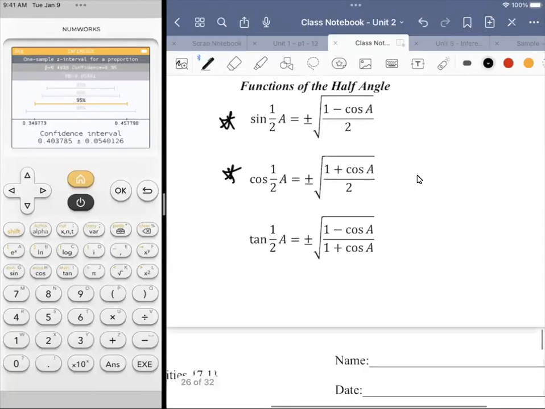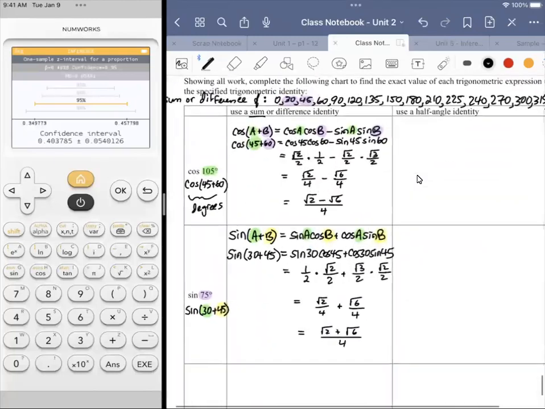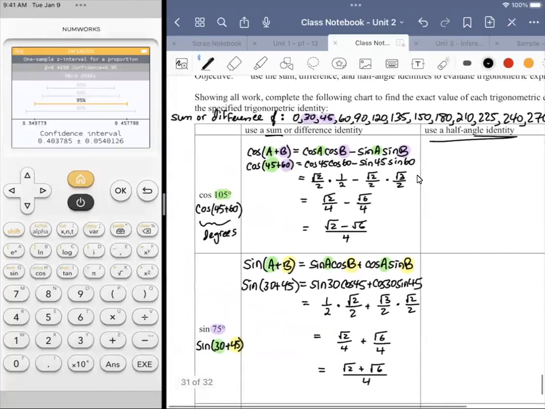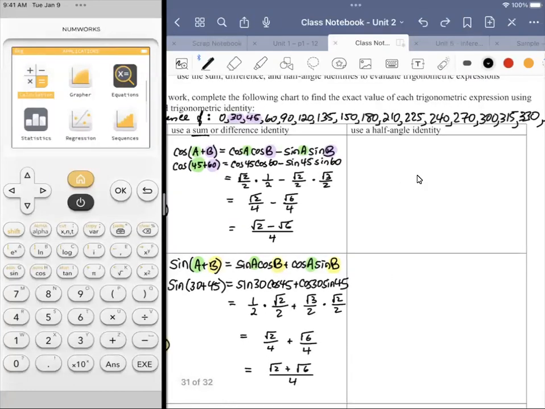So we'll start off with the first example. That would be cosine of 105 using a half angle identity. You're going to get an equivalent answer, but it's going to have a different look to it. So if I want to represent cosine of 105 degrees using a half angle, what that tells me is that 105 degrees has to be equal to 1/2 A.